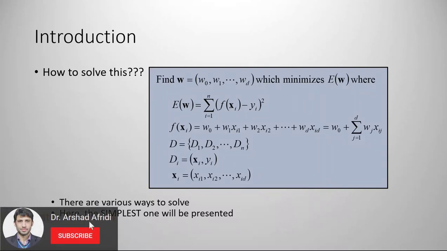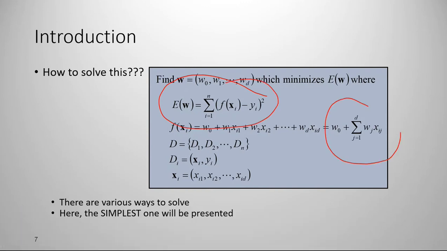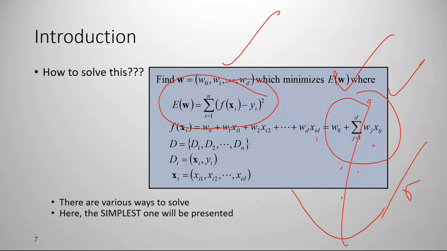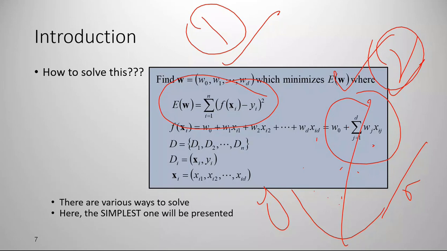How to solve this? The problem is how to solve this problem. We have a general error function and a general line equation. So the question is how to solve this problem. If we solve this problem, we can derive the best fit for any data. You only need to solve this error function with this equation, where you need to find the w's. Clear?